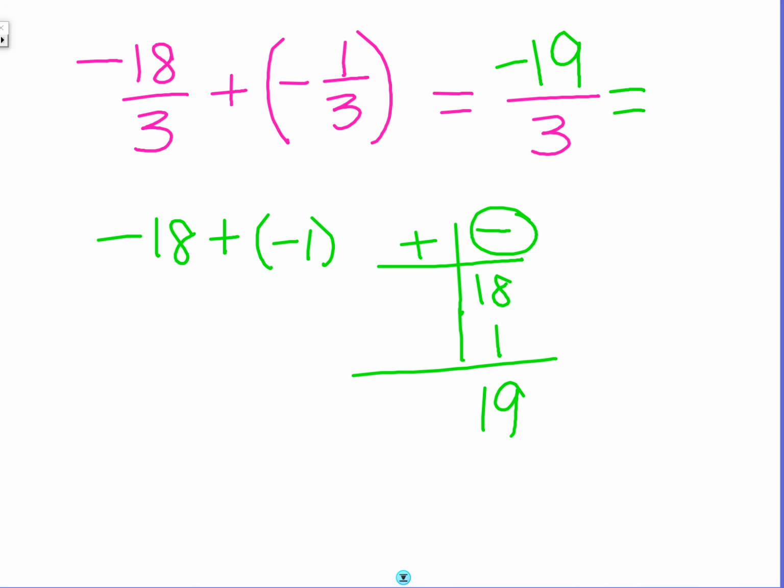And then let's make sure we know how to change this over to a mixed number. How many 3's go into 19? Well, 6 3's go into there. That would get us to 18, and 1/3 would be left over. Okay? There you go. Fractions.